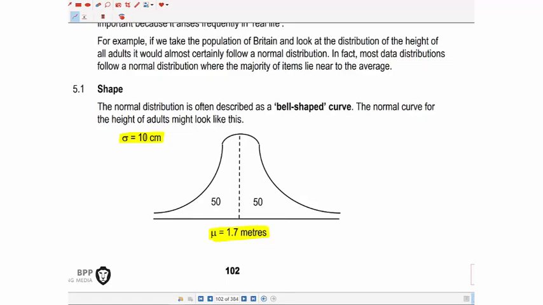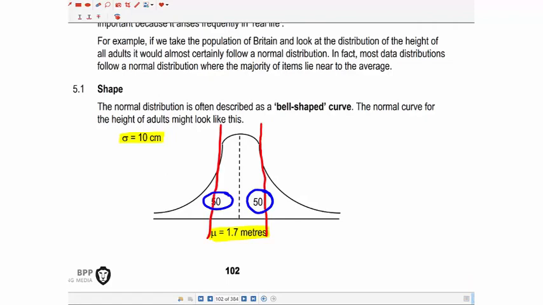And what we can see in this bell-shaped curve is that a normal distribution is always symmetrical around the mean. And what we mean by that is 50% of the data will sit above the mean and 50% of the data will sit below the mean. So in other words, 50% of adults in the UK will be taller than 1.7 metres and 50% of adults in the UK will be smaller than 1.7 metres.